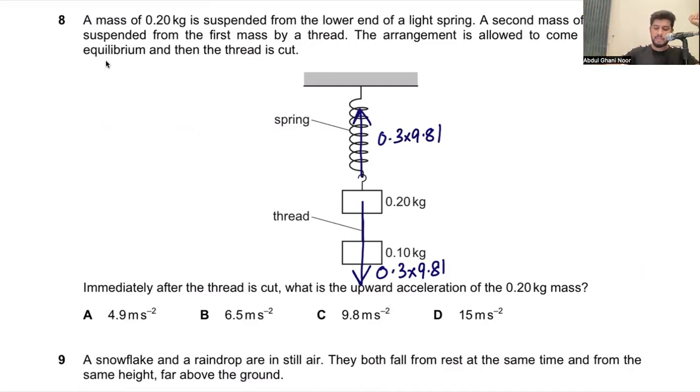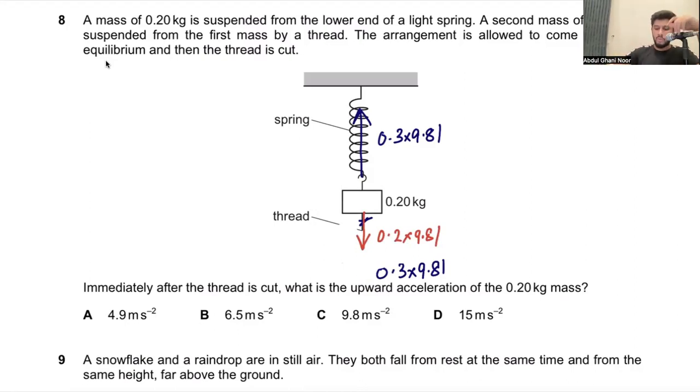What happens next is, at one instance, I cut the rope. I cut this thread and I get rid of this second mass that I had. When I get rid of the second mass, I am only left with a downward force of 0.2 multiplied by 9.81. और क्योंकि अभी भी मेरी स्प्रिंग एक्सटेंडेड थी इनिशियली तो उसमें तो उतनी टेंशन होगी 0.3 into 9.81.